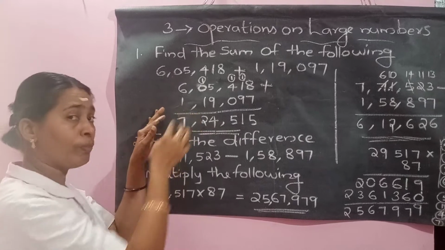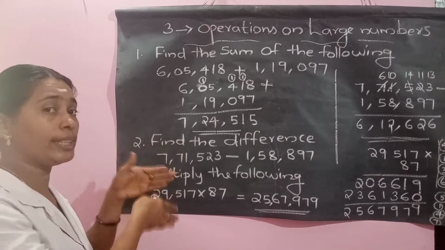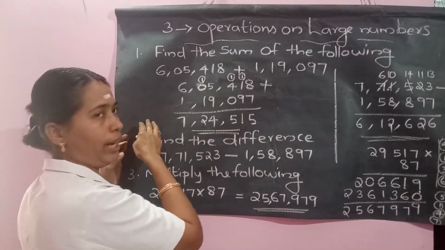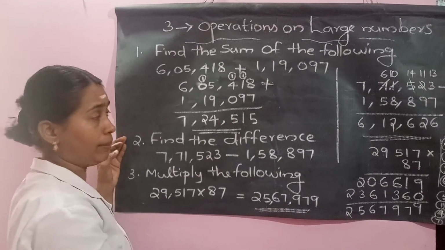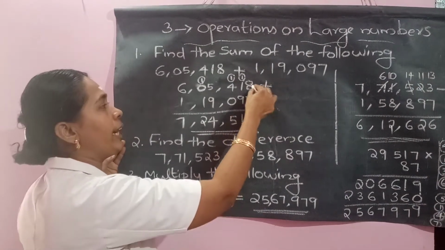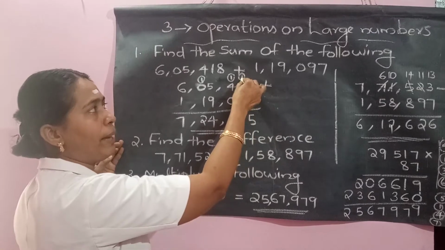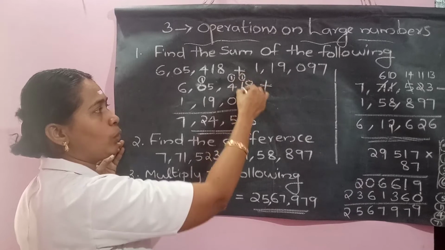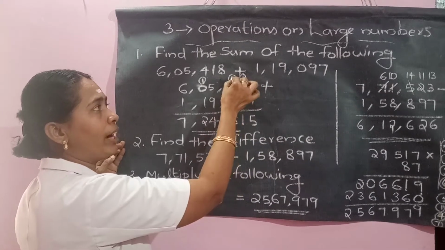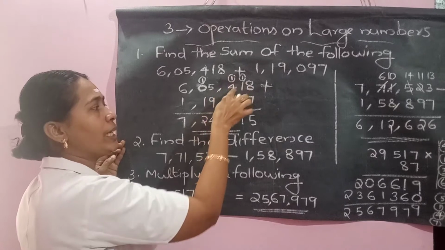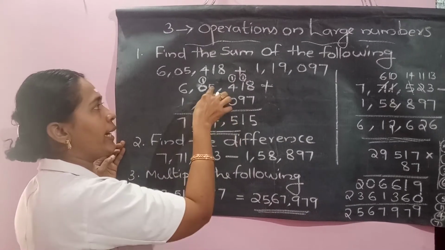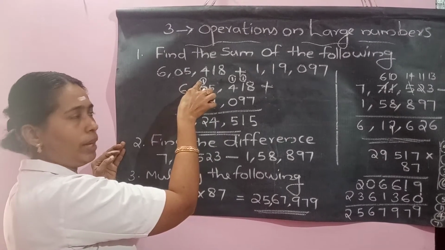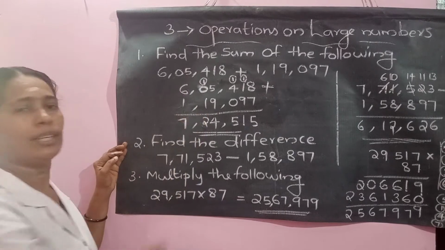I already told you to keep the place values in the same columns. Then you start addition from right to left, from the extreme right column. That is the ones column. 8 plus 7 is 15, 1 balance, so carry over to the next column. 1 plus 1 is 2, 2 plus 9 is 11, again 1 carry over to the next column. 4 plus 1 is 5, finished. Next column is 5 plus 9 is 14, 1 carry over to the next column. 1 plus 1 is 2, 6 plus 1 is 7.